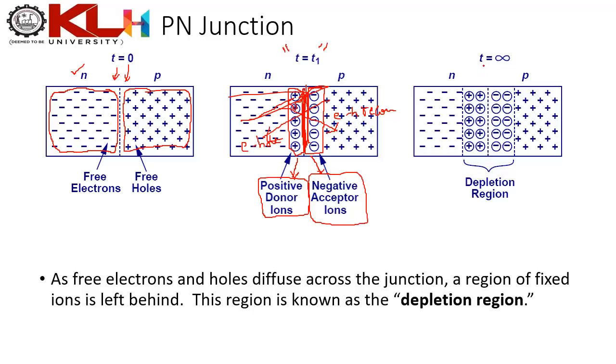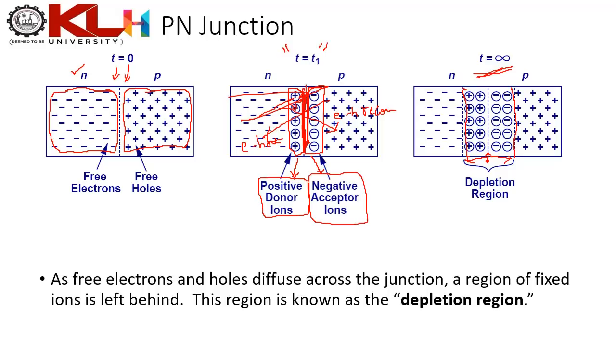So after a considerable amount of time, say at t equal to infinity, the region near the vicinity of this PN junction is filled up with donor ions and acceptor ions, and these donor ions and acceptor ions are actually immobile.